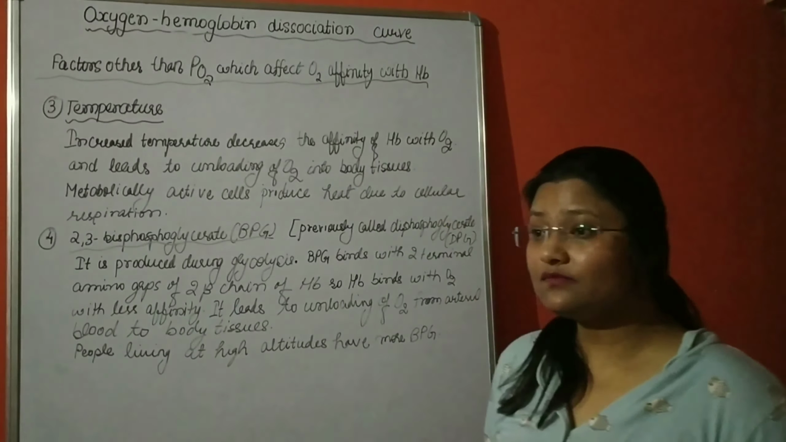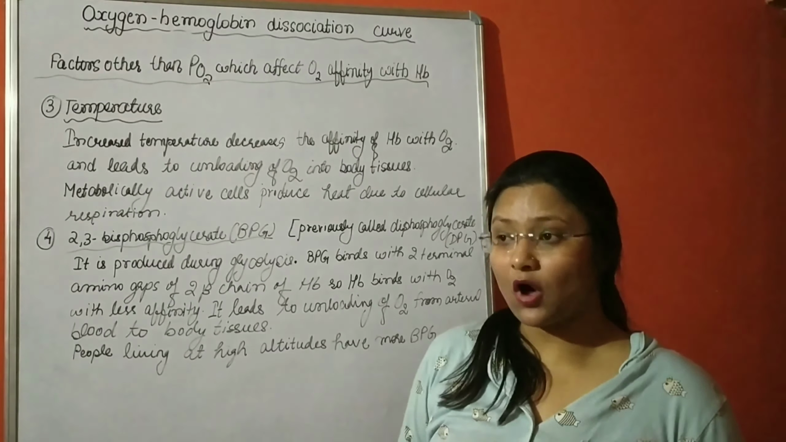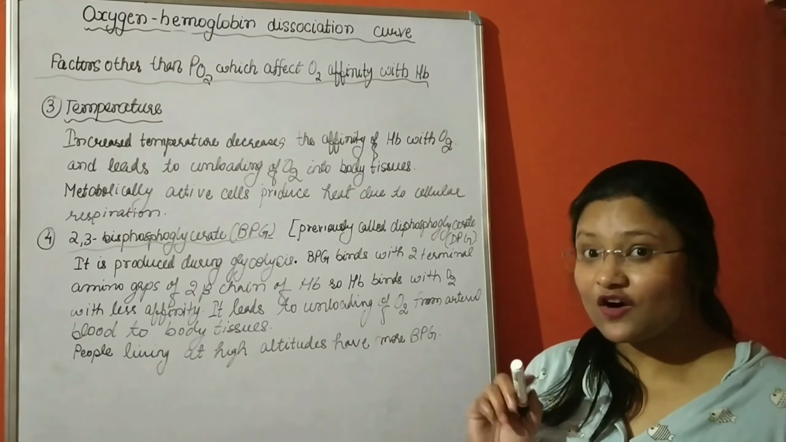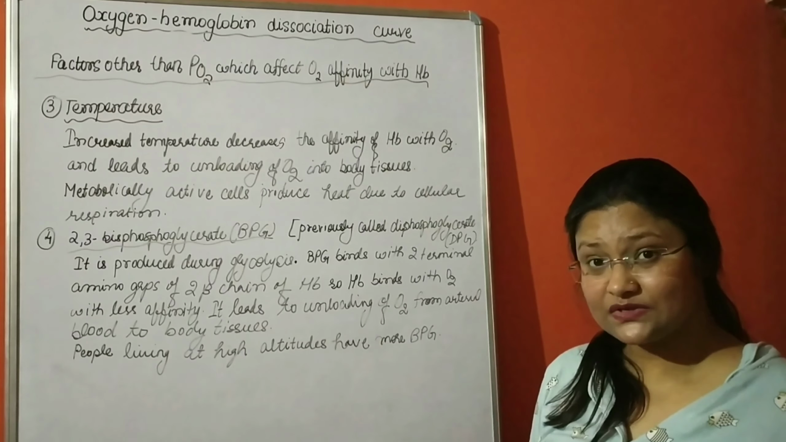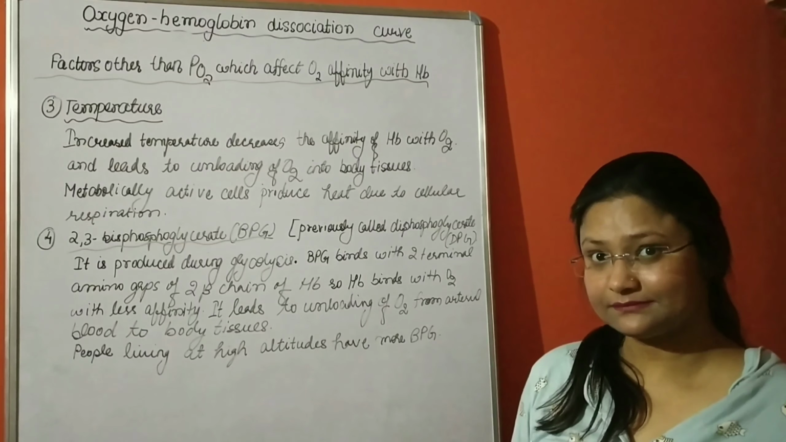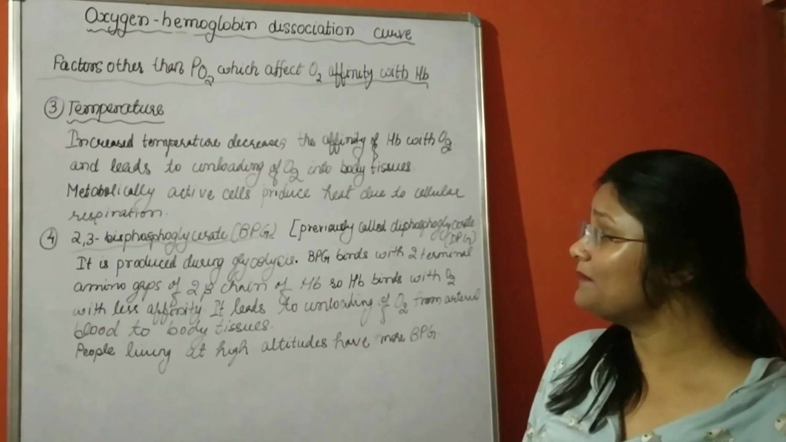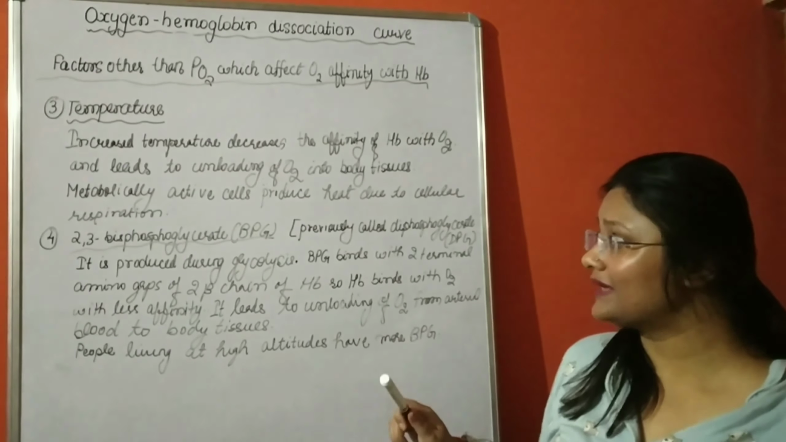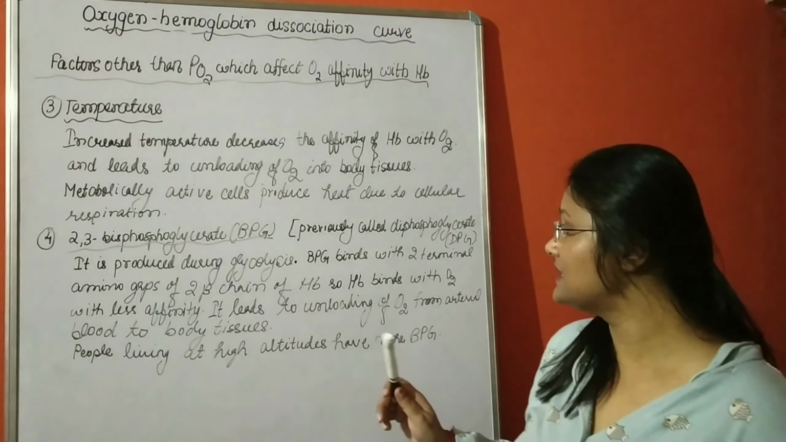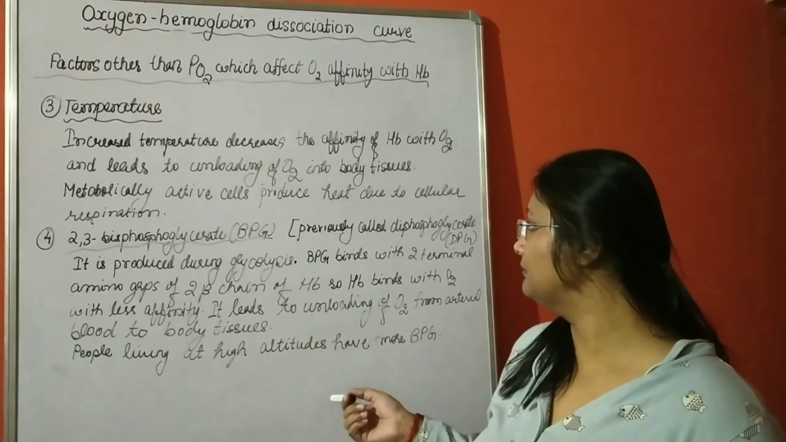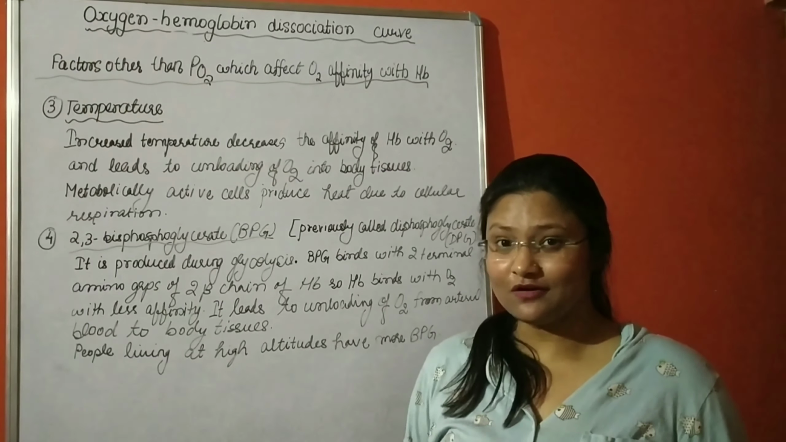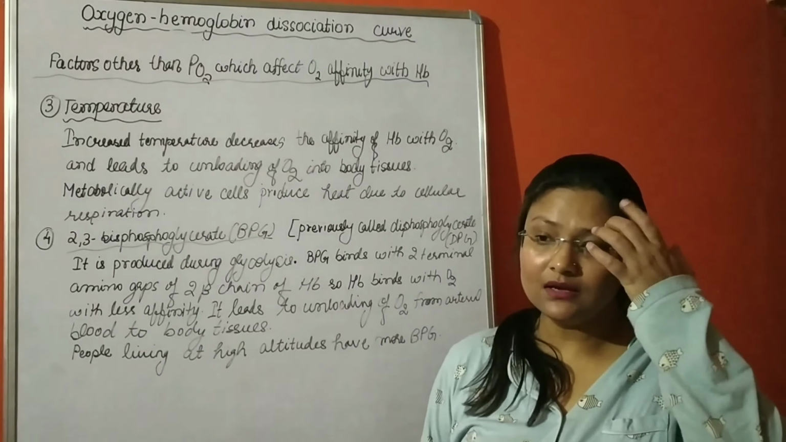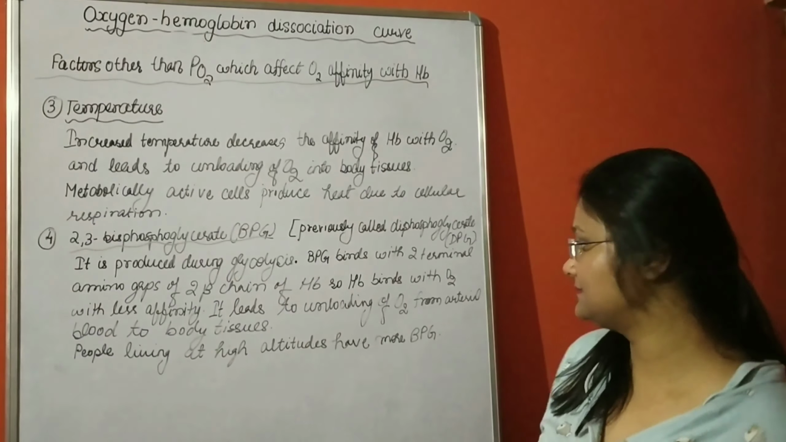So we know that the cells which are metabolically very active produce a lot of heat because they perform cellular respiration, and during cellular respiration heat is produced. Right, so it occurs in metabolically active cells, and in those cells unloading of oxygen from arterial blood to the body tissues occurs.